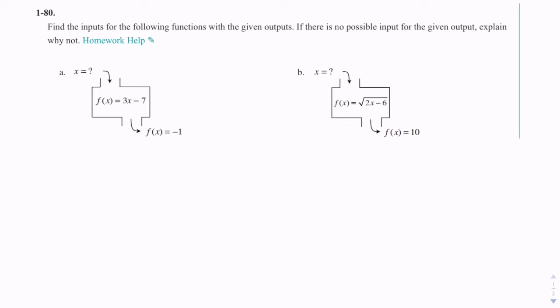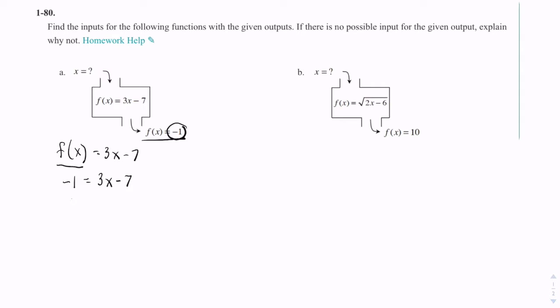Okay, for number 80, they want us to find the inputs for the following functions given the outputs. So again, if the function for A is f of x equals 3x minus 7, and they tell us f of x is -1, I'm going to take the -1 and replace it with the f of x, right? Because it's the output. So now we're trying to find the input, which is the x, right?